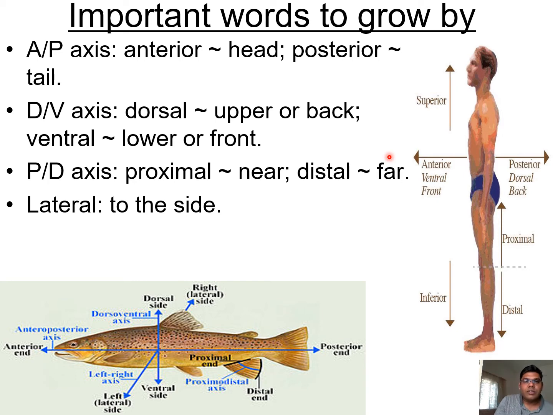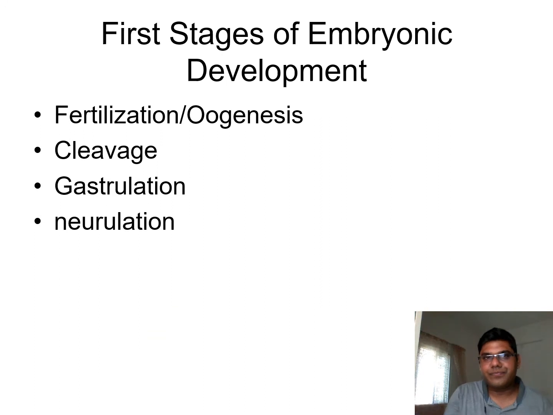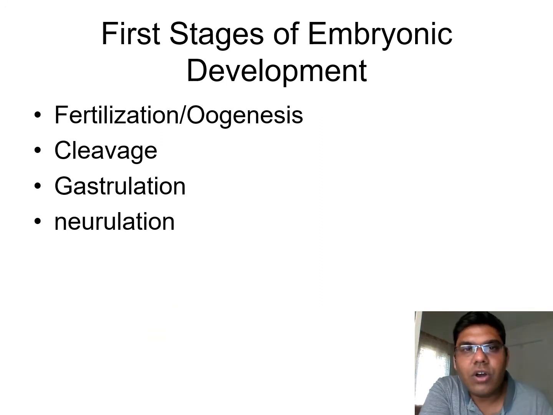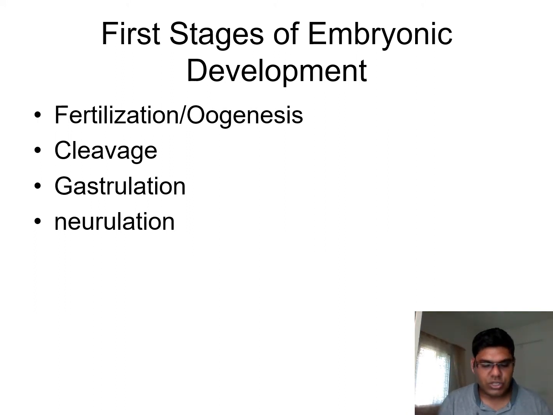Also there is a proximal-distal axis. The proximal means something which is closer to the body, and in humans also, this is closer to the body. Distal means something which is farther from the body, far away from the body, and lateral is related to the side. In yesterday's class we saw that there are stages of embryonic development, such as fertilization and oogenesis in the first stage, cleavage, gastrulation and neurulation.